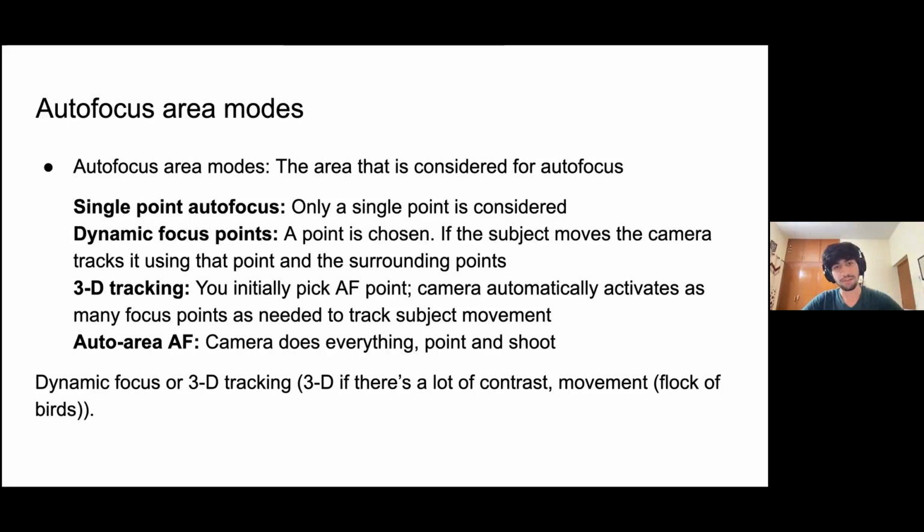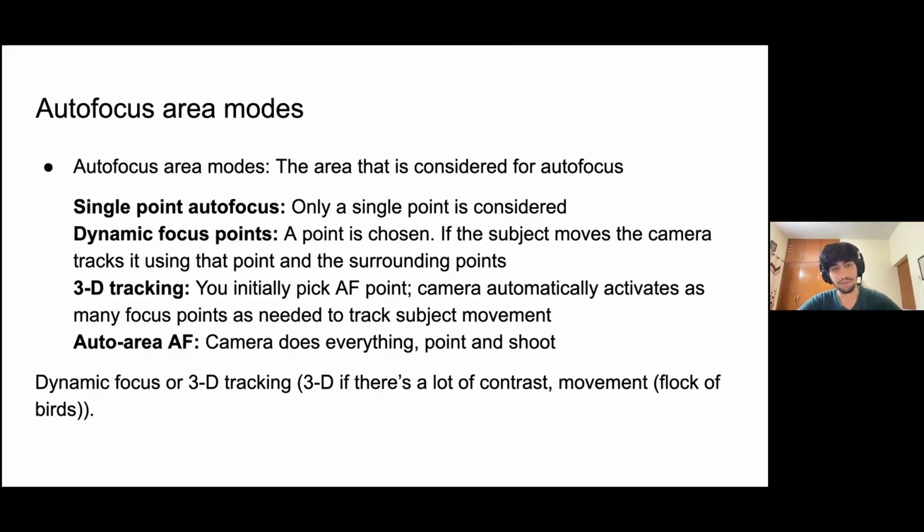Next, you have dynamic focus points. So you choose a point, and if your animal moves around, the camera tracks it using that point and the surrounding points. Then you have 3D tracking, which is really similar to dynamic focus, where you pick an autofocus point and the camera automatically activates as many focus points from the whole screen as needed. Then you have auto area autofocus, where the camera does everything. You just point and shoot.